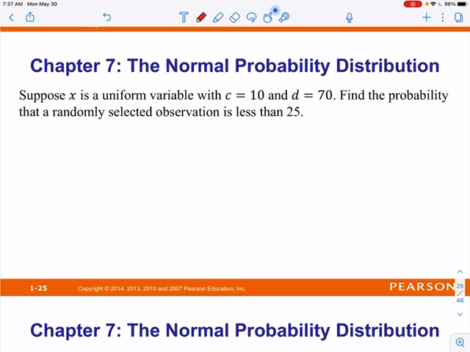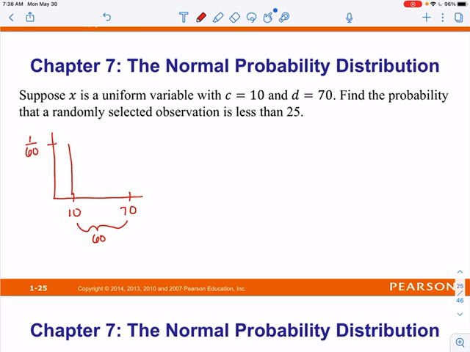Okay, this next one is going to be the same. Suppose x is a uniform variable with c equals 10 and d equals 70. Find the probability that a randomly selected observation is less than 25. Again, we'll start with our XY axis, and this time we're going from 10 to 70. The distance between those two is 60, which means the height of your rectangle this time is going to be 1 over 60.